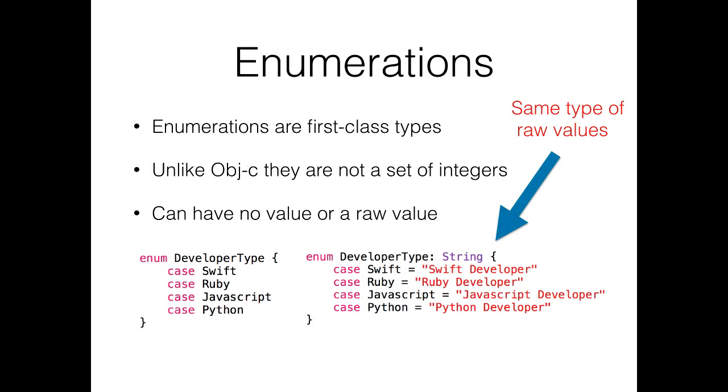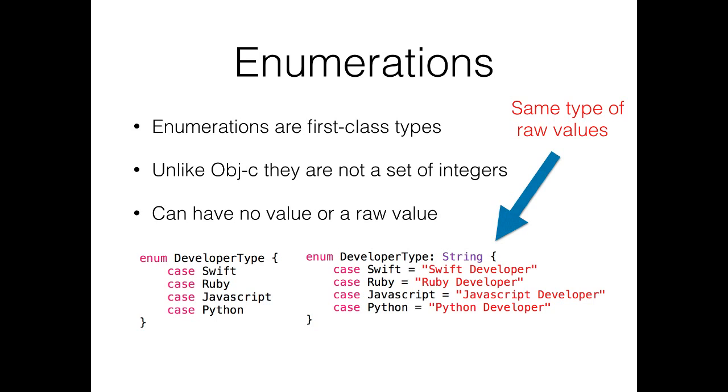Starting with value types, we have enumerations. I like enumerations a lot, just because I don't use them all the time, but they are really handy. They are a really nice way of dealing with options in your code and dealing with small data storage that you need for each option. Enumerations in Swift are not like Objective-C. They are not like masked integers. They are their own type, first-class types, and they can have no value.